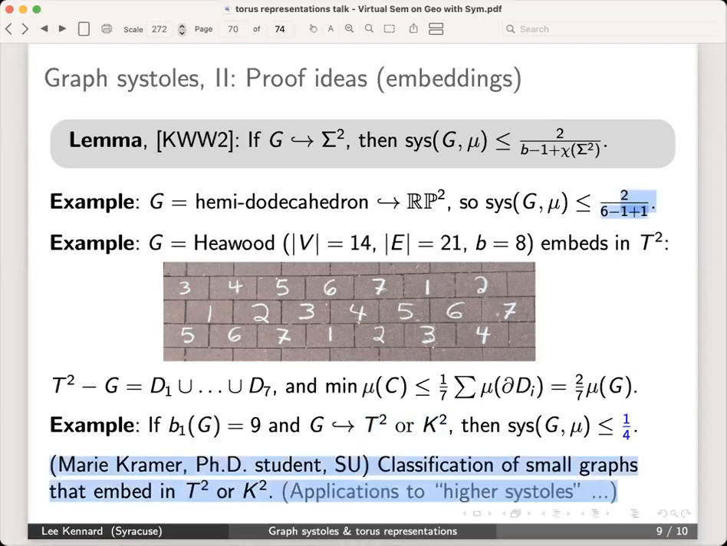But what this is exploring is for these small Betti number graphs. We have some applications in mind, in particular things like higher systoles, where you're not just looking at the shortest cycle, but the sum of the shortest k cycles. You can see here, really what this estimate is giving you is that the sum of the smallest k cycles is a small number, where k is a function of the Betti number of the graph and the Euler characteristic of the surface.